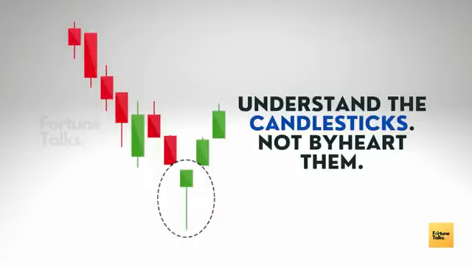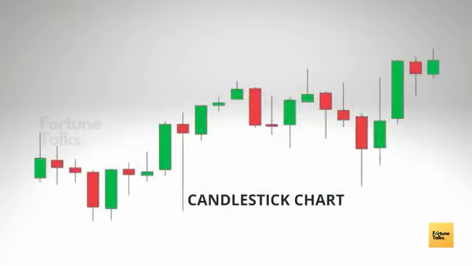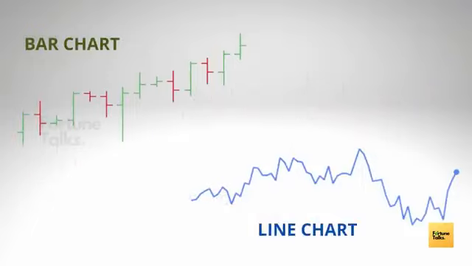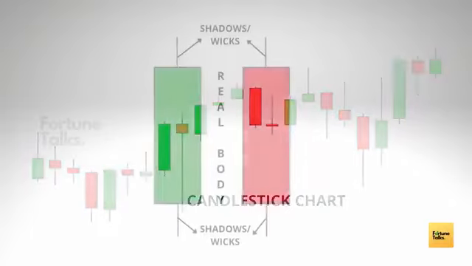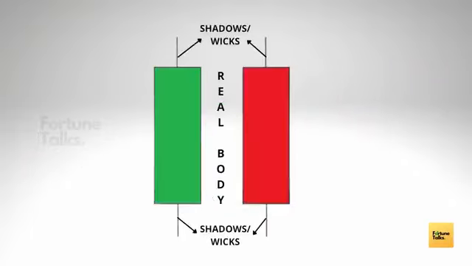So let's get started. Candlesticks are a way to show the market prices of a security on your chart. It's not the only way to represent it. We have other ways of plotting them like bar chart, line chart, etc. But candlesticks are one of the more popular approaches. The candlestick usually consists of two parts, a real body and shadows or wicks.